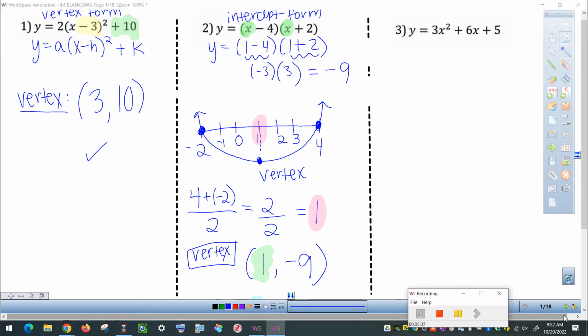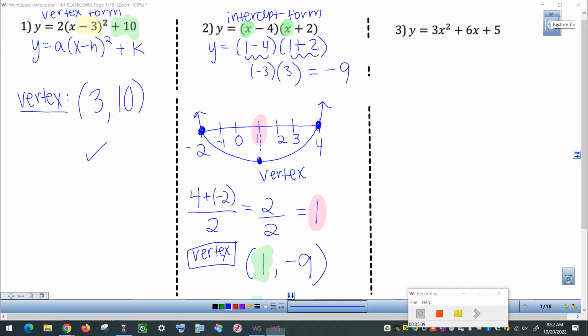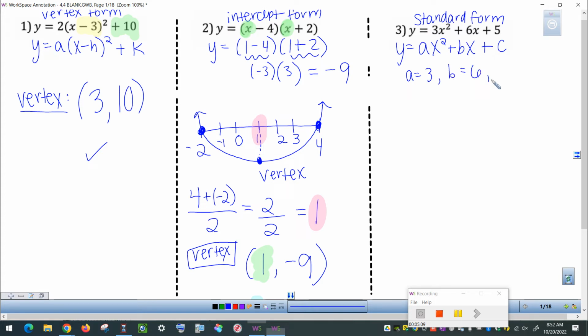All right, let's take a look at the last one. This one doesn't have any parentheses, and so this is what we call standard form. And generally, it's ax squared plus bx plus c. And so when we're dealing with standard form, it's always really nice at the start here to identify what's a, what's b, and what's c.